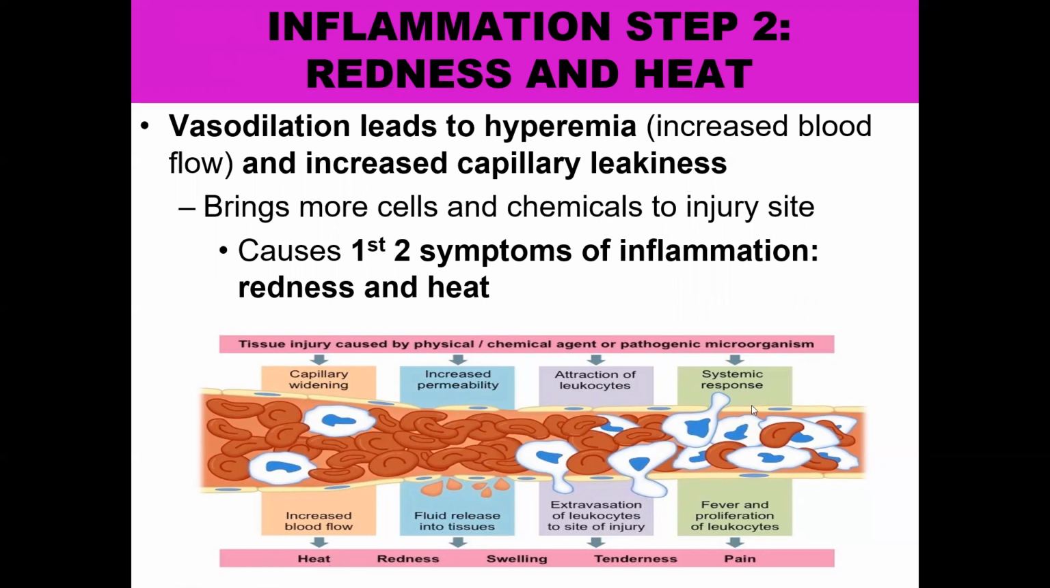And then we'll see sometimes a systemic response. If we can't control infection locally, right? If you step on a rock and your big toe gets infected and we can't control that locally, then we're going to have a systemic response, which means fever, right? That goes everywhere in the body, not just at your big toe. And proliferation of leukocytes just means we're going to flood you with more white blood cells to fight the infection.